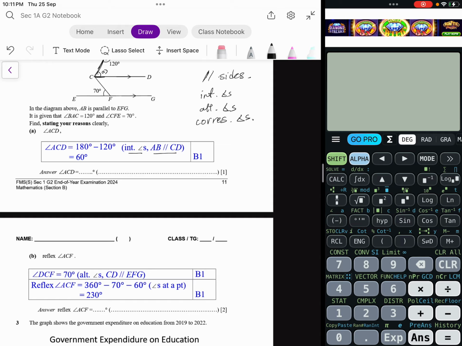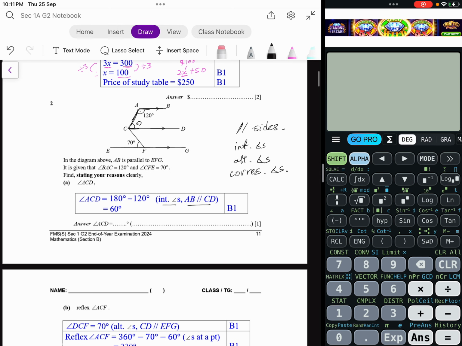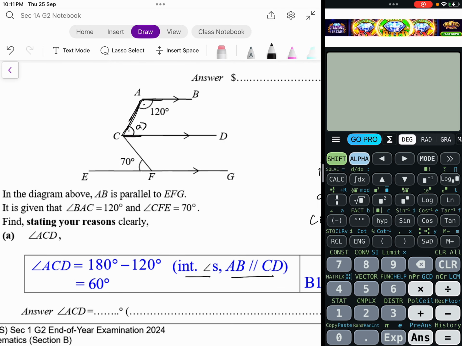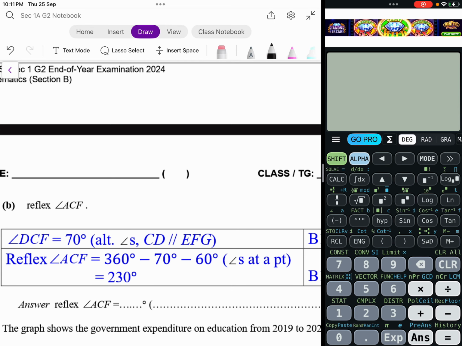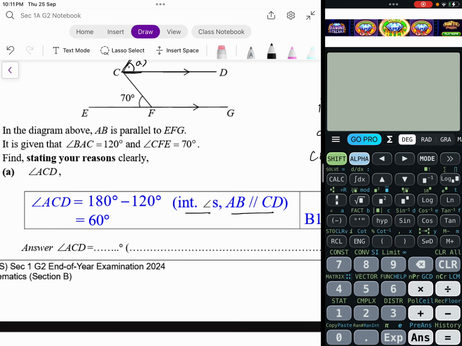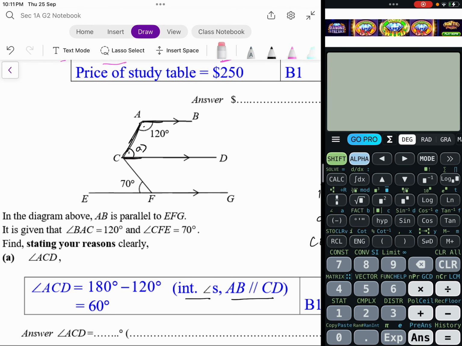Then they ask you for reflex angle ACF. Reflex means more than 180. So reflex angle means that here.